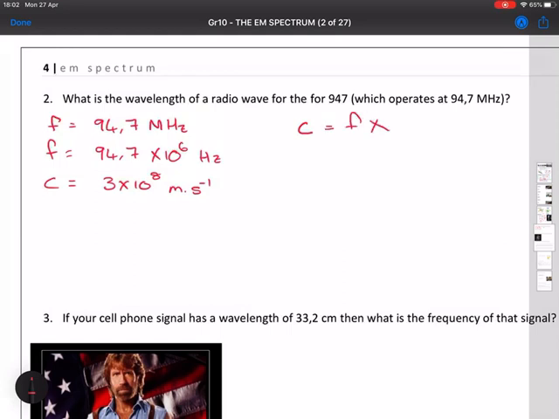There's our formula. Substitution: 3 times 10 to the power of 8 equals 94.7 times 10 to the 6 times the wavelength. So if you solve for wavelength, you're going to get 3.17. The SI unit for wavelength is the meter.